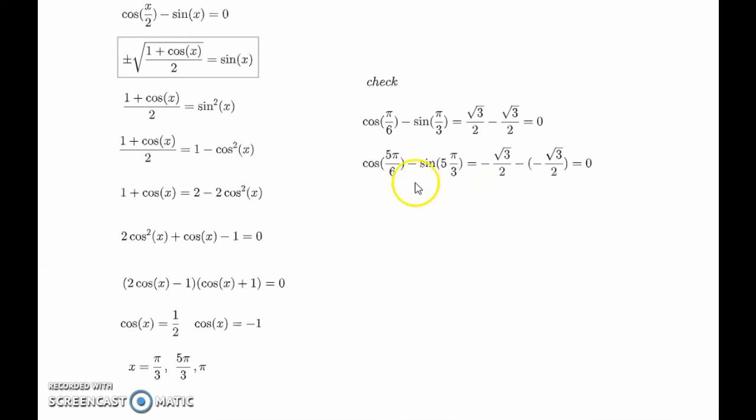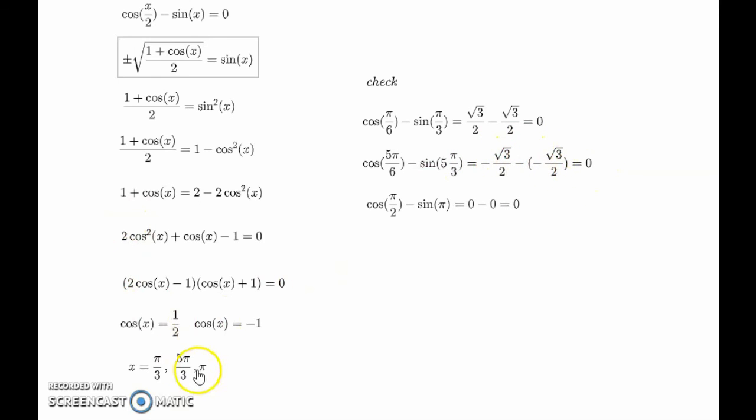Now we're checking the 5 pi thirds. So we plug that in. 5 pi thirds over 2 is 5 pi sixths. And that's equal to the negative square root of 3 over 2 minus the negative square root of 3 over 2. So these cancel out once again, and we get 0.